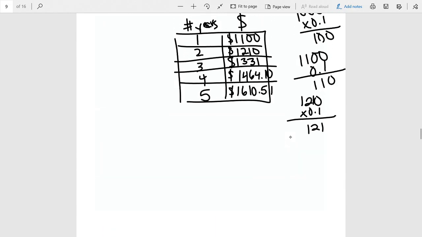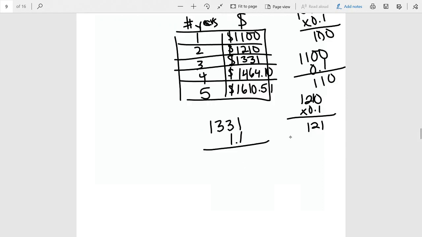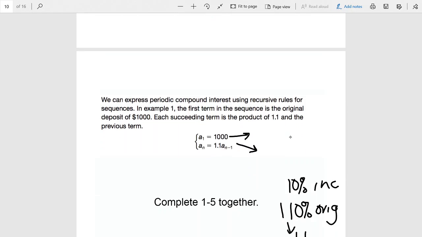For example, if I went back up here and took that $1,331, and instead of multiplying it by 0.1 and adding it on, I could get straight to my next number by just multiplying by 1.1. That would be fine as well. So we show that in our recursive formula by putting a sub n, so the next number in the sequence, equals 1.1 times the previous term in the sequence, a sub n minus 1.